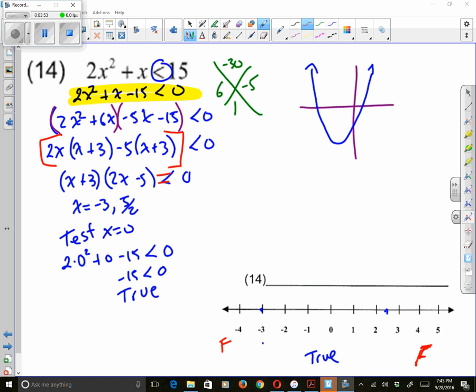We're going to want open circles or round brackets here at negative 3 and at 2.5, so we're not including those numbers. And then everything in between. Interval notation is going to look like this: negative 3 to 5 halves, and done.